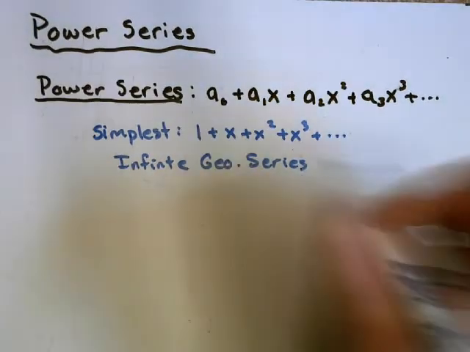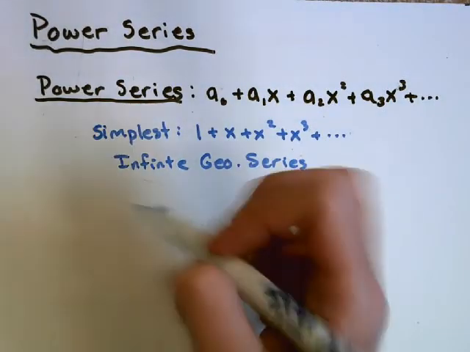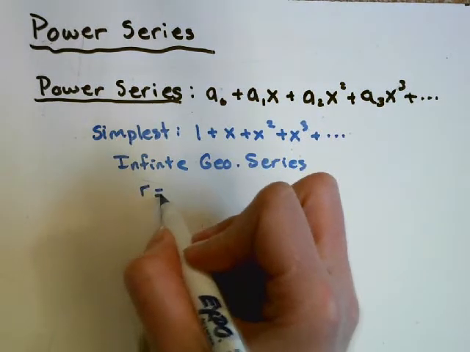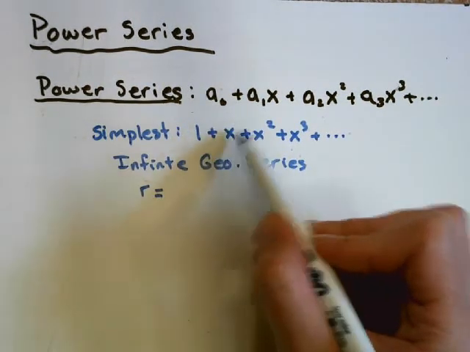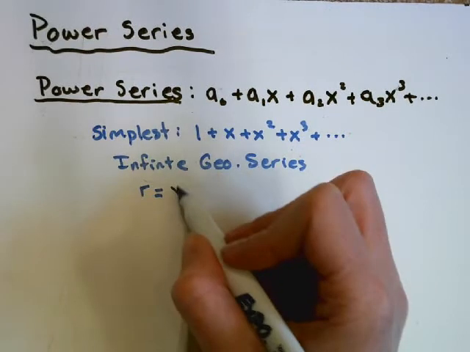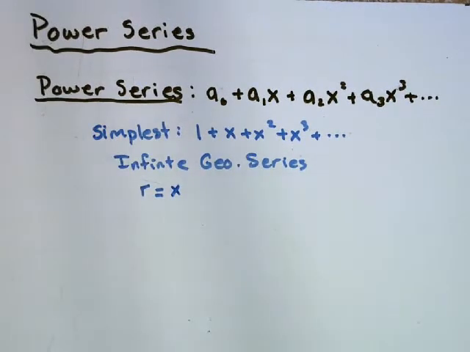Because we have a common ratio. Okay, so what is that common ratio? What are we multiplying to get from here to here to here to here? We are multiplying by x.